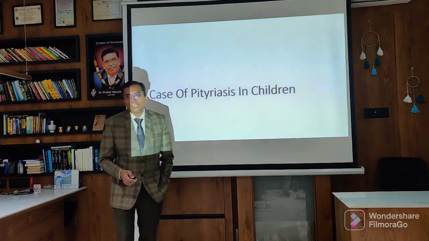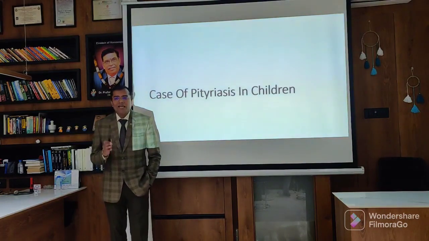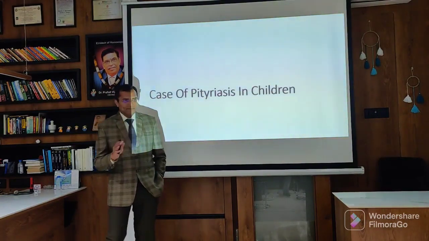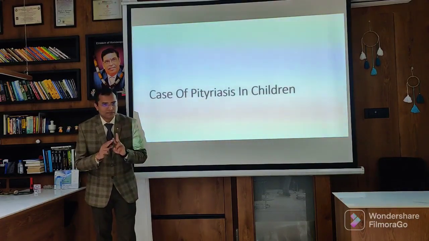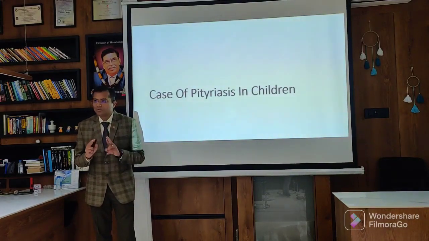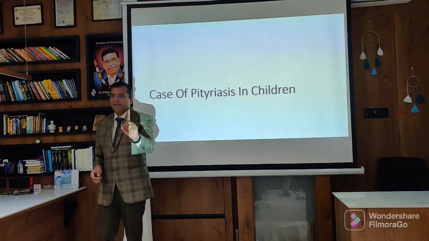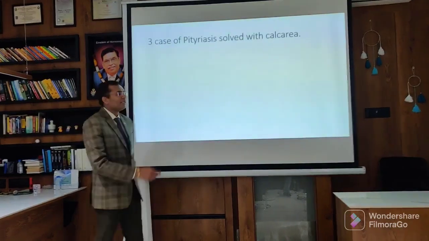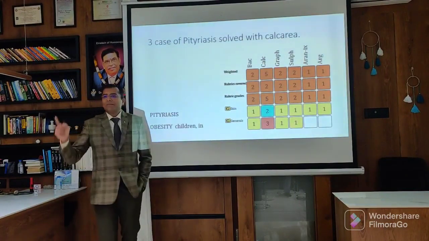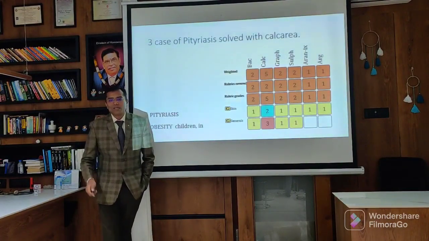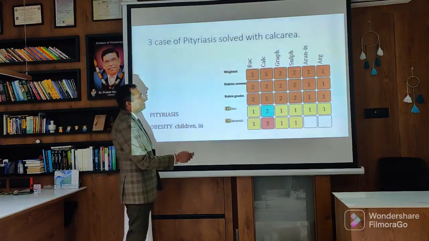So what I took, most of the time a child comes to me with pityriasis alba and the child having obesity, a very fat obese child. When you find these two combinations, you can just think of calcarea carb as a first remedy. This is what my three cases have given me by this rubric I had taken. First, the skin complaint pityriasis, and the second rubric I took is obesity in children. So we have bacillinum, calcarea carb, graphitis and sulfur.